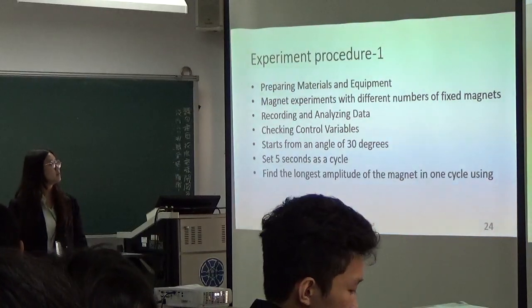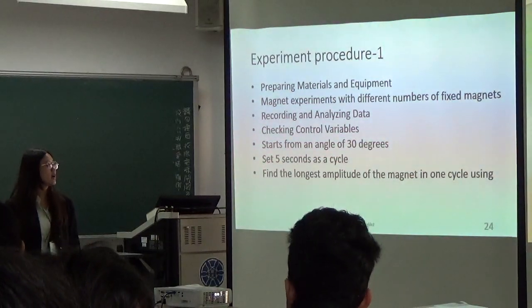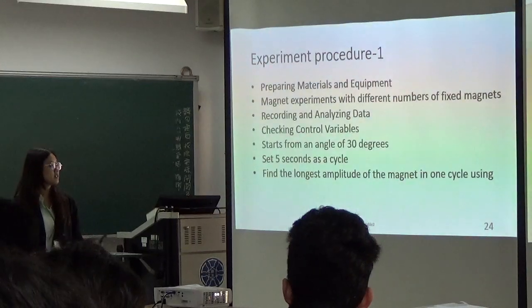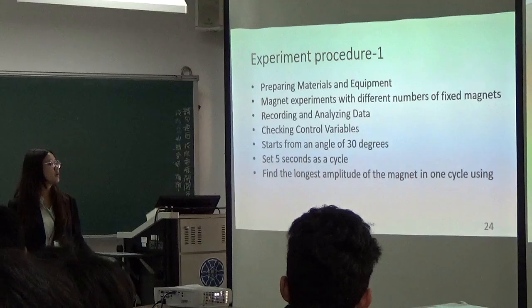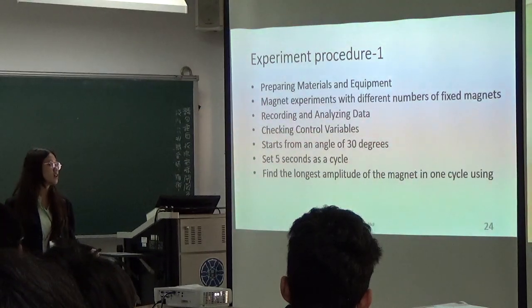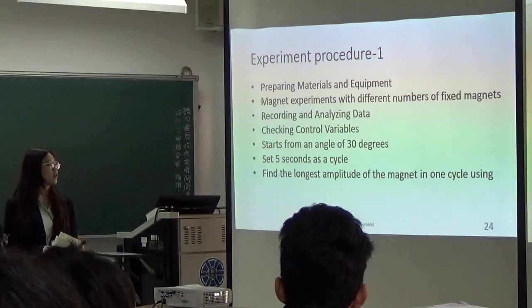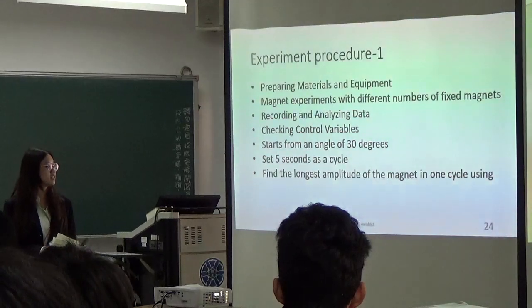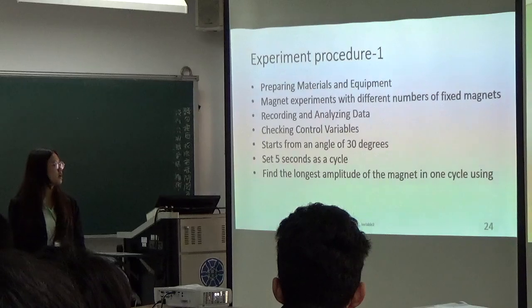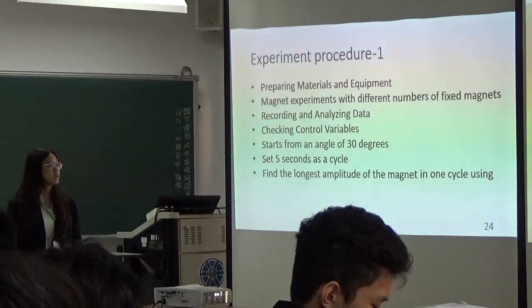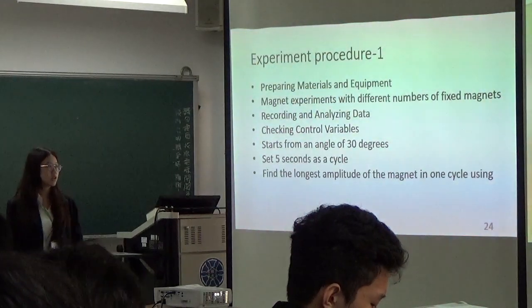Magnet procedure: prepare the magnet and equipment. Run the experiment with different numbers of fixed magnets. Record and analyze the data, checking control variables, and start from an angle of 30 degrees. Set 5 seconds as a cycle, and find the longest displacement of the magnet in one cycle.